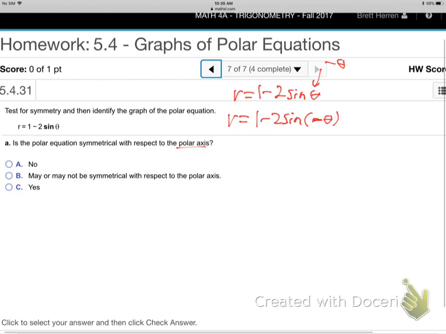When you plug in negative theta to sine, it moves to the front. Just to the front of that sine, not at the front of the 1, right? Just in the front of whatever's on the sine. So it becomes 1 plus 2 sine theta. Does that make sense? And so is that the same? No. These are not identical twins.